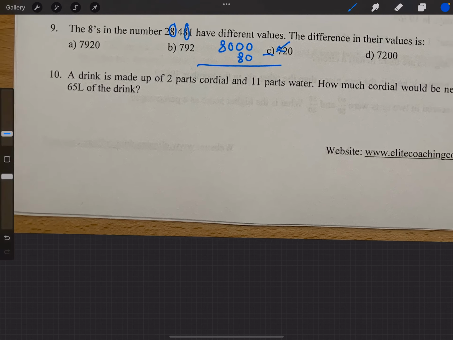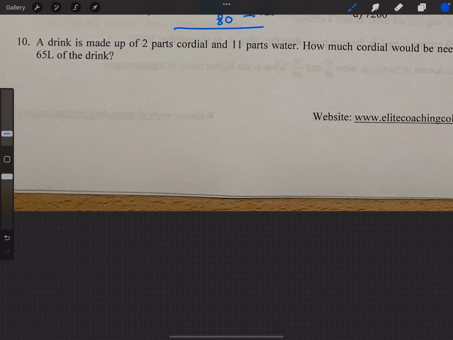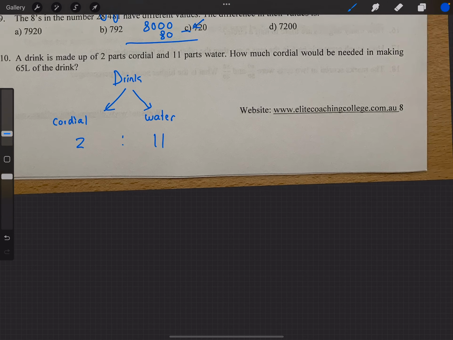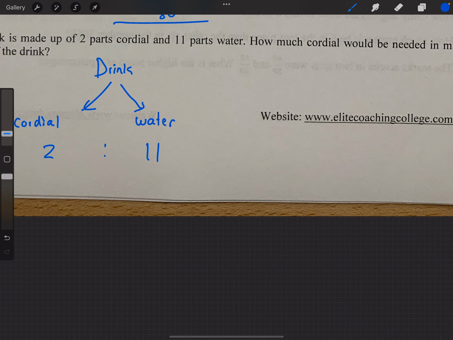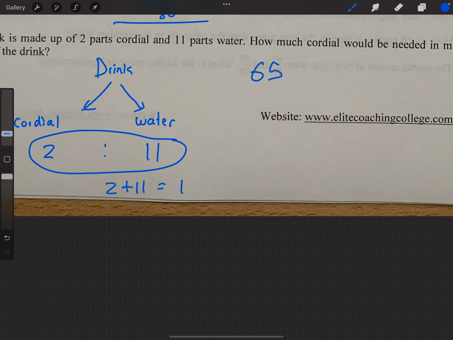Now, question 10. A drink is made up of 2 parts cordial. So here's your drink. And it's made up of cordial, and this is 2 parts. And it's made up of water, which is 11 parts. How much cordial would be needed in making 65 liters of drink? Okay, if you want to make 65 liters, you need to divide the 65 liters into 13 parts, because 2 plus 11 is 13 parts altogether.